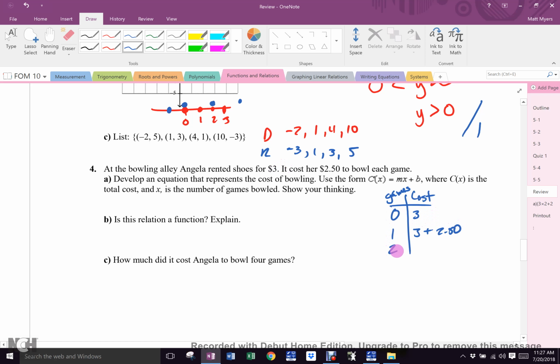$2.50. 2 games, have I paid $3? Plus how many 2.50s? 2 2.50s. 3 games? 3 2.50s. What about X, the number of games bowled? What about X games? X games.